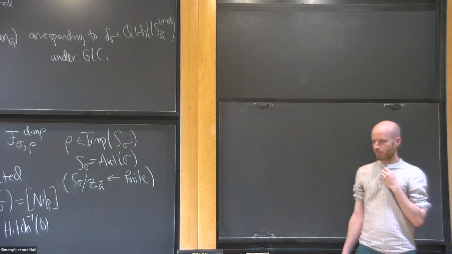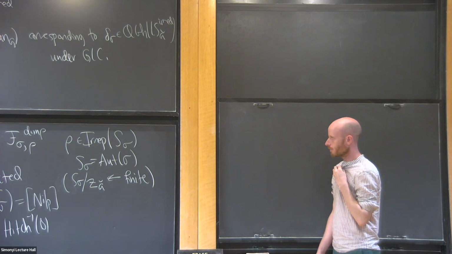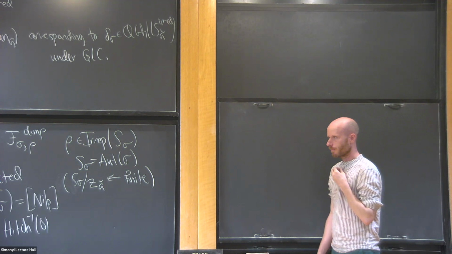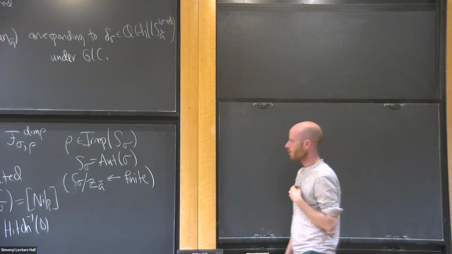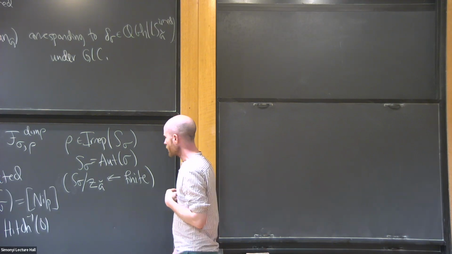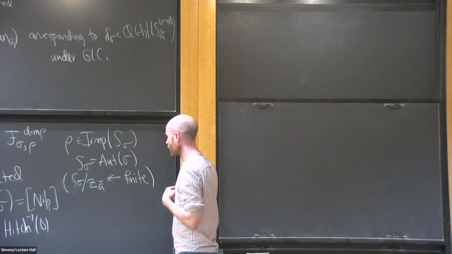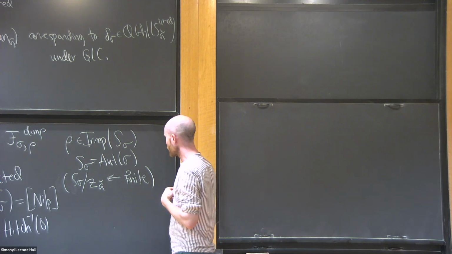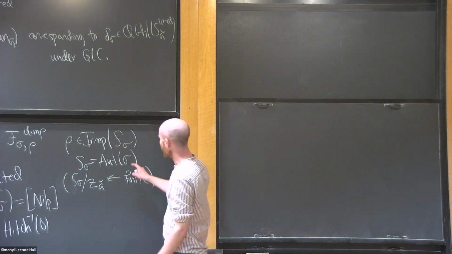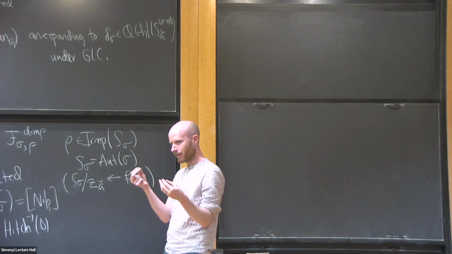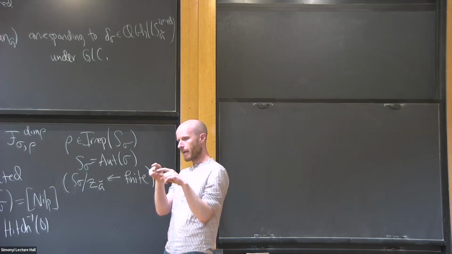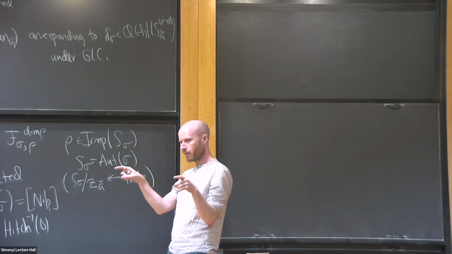Can you give an example of what is S sigma? You have trouble picturing what it means. Automorphism in what sense? Yeah, I mean automorphism as a point in the stack. So if you think of sigma as a map from pi1 of the curve to G check, this is everything that centralizes the image of that automorphism.